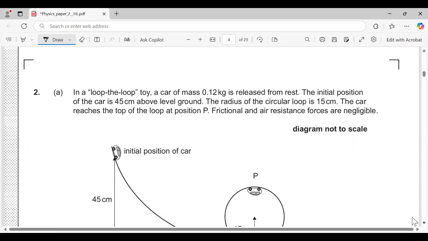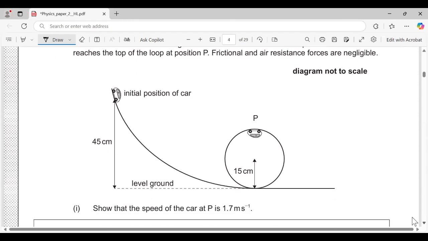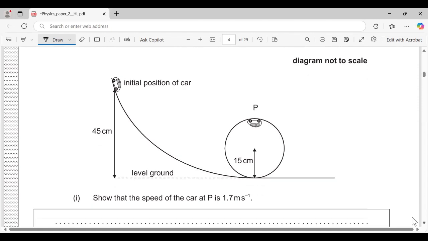Next question. Number 2. In a loop toy, a car of mass 0.12 kilograms is released from rest. The initial position of the car is 45 centimeters above level ground. The radius of the circular loop is 15 centimeters. The car reaches the top of the loop at position P. Frictional and air resistance forces are negligible. This diagram shows that the speed of the car at P is 1.7 meters per second.